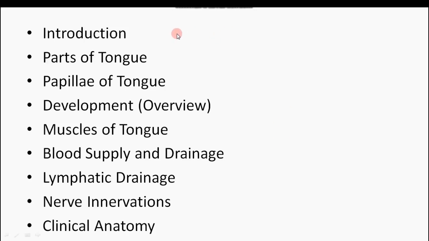Today I will be talking regarding tongue under the following headings: introduction, parts of the tongue, papillae of the tongue, development, only the overview because the detailed development already covered during your embryology lecture, muscles of the tongue, blood supply and its drainage, lymphatic drainage, nerve innervation and its clinical anatomy.